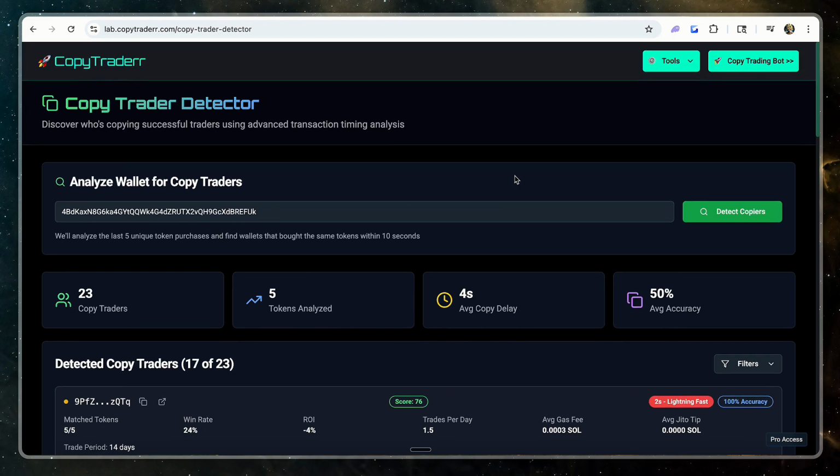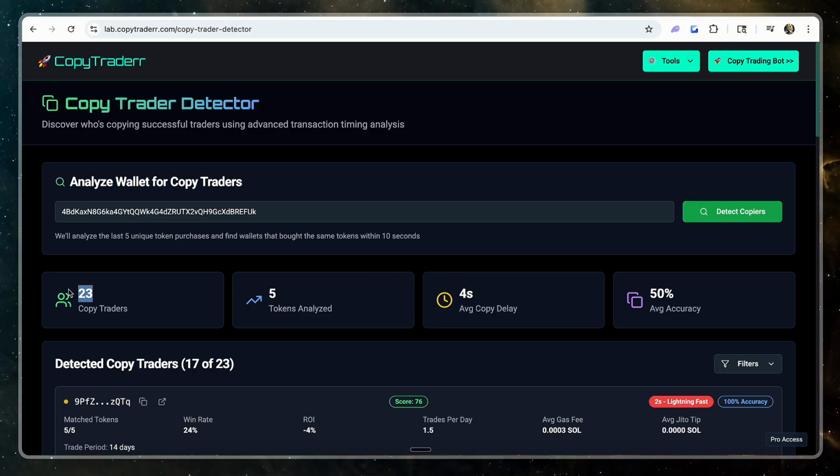Now, why is this useful? Why is this important? First of all, this is useful because it's not advantageous to copy a trader who has many copy traders like this one. It means you'll probably get a bad price unless you can beat out all the copy traders for fees.